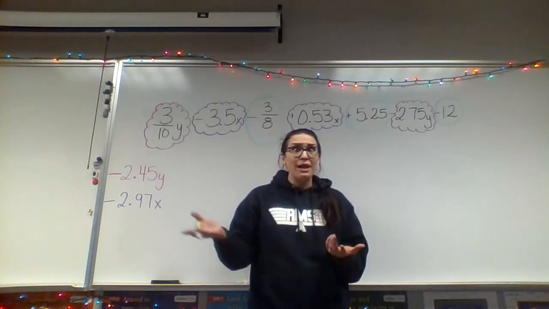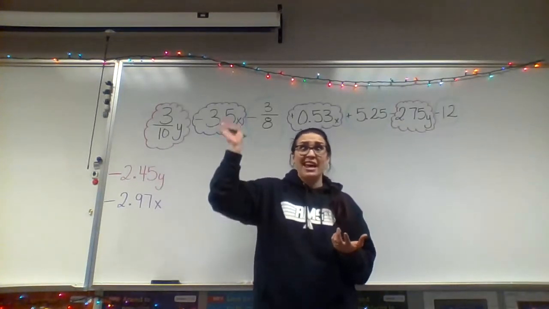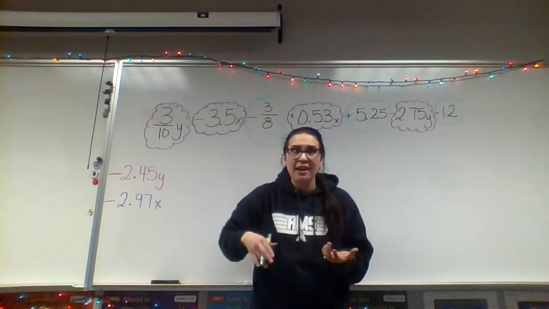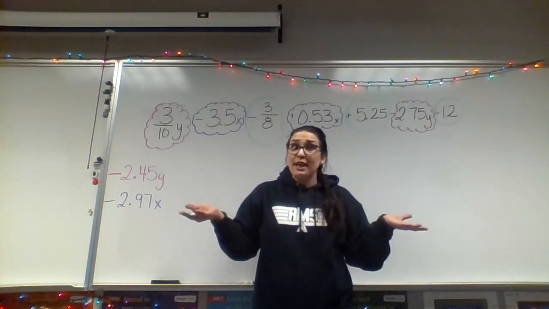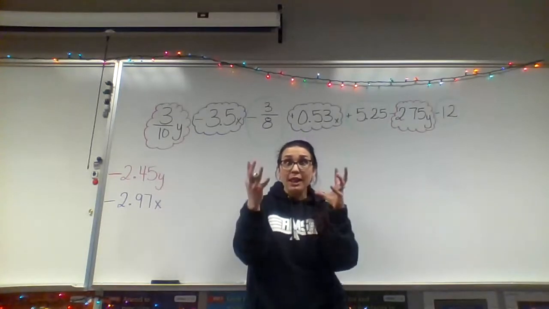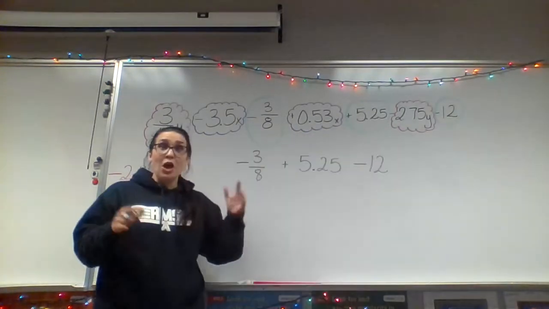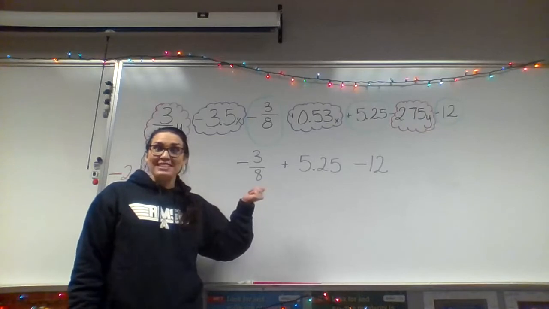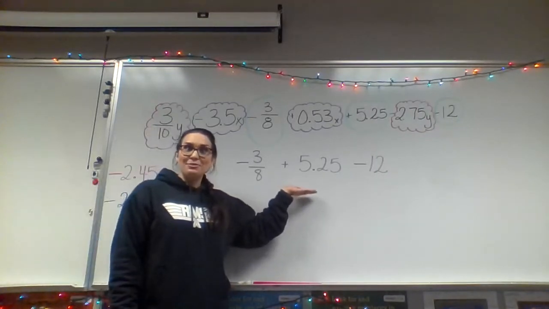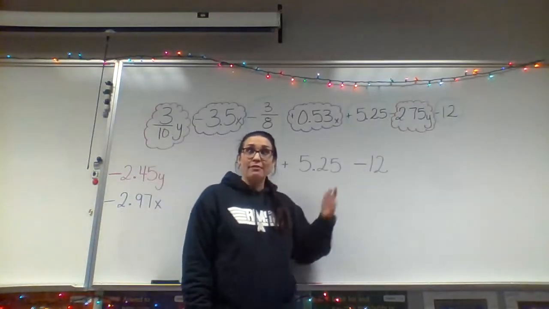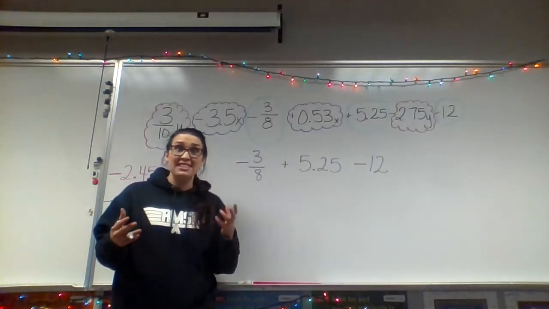And we know, like from back in the olden days, like first, second grade, that we can add and subtract just regular old numbers, right? So those are like terms. Now let's pull them all out, and now let's simplify. All right, so when we pull out all these like terms, we have negative 3/8 plus 5 and 25 hundredths minus 12.